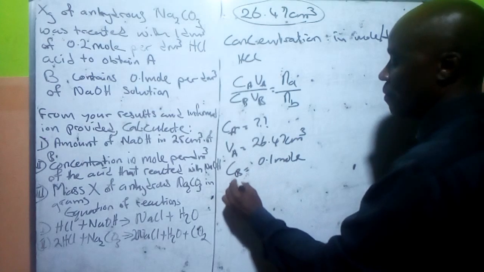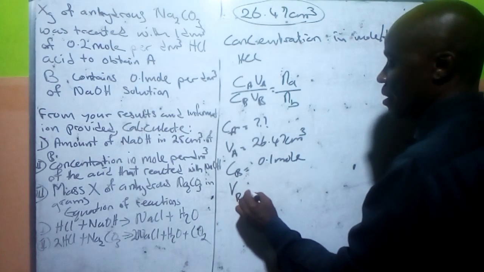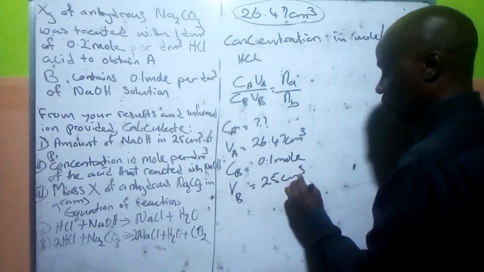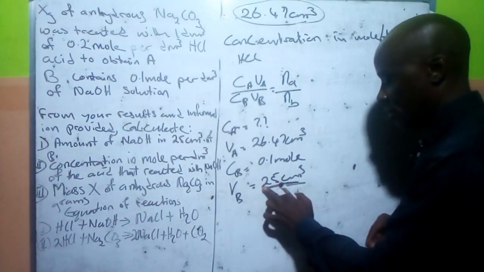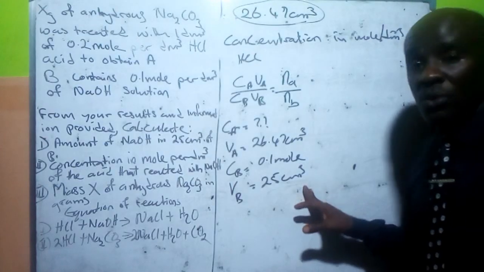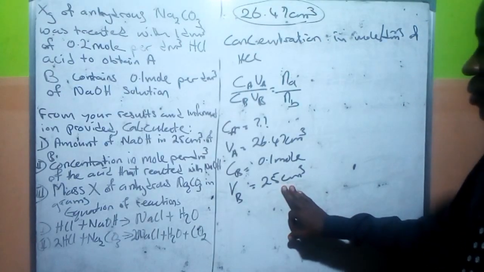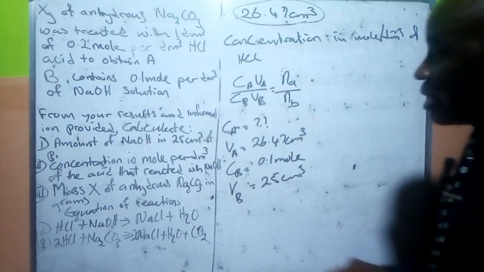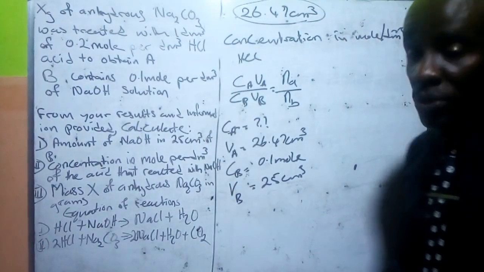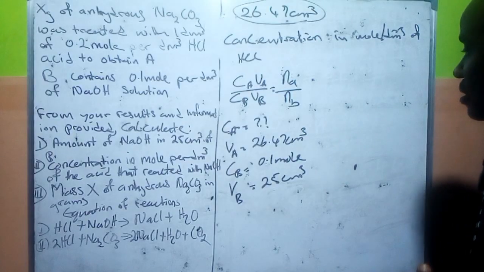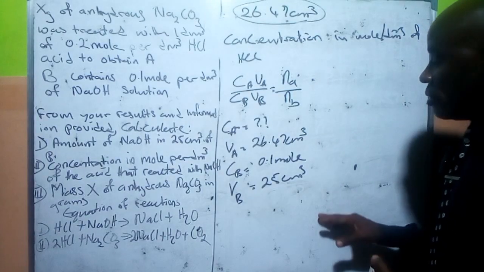Vb is then 25 cm cube, which is actually what I used. The pipette I used in doing this is 25 cm cube. So that is what we have here. So it serves as the volume of the what? The base. And the indicator I used is methyl orange. I just want to let you know about it in case you want to try something like this at home or in your lab.